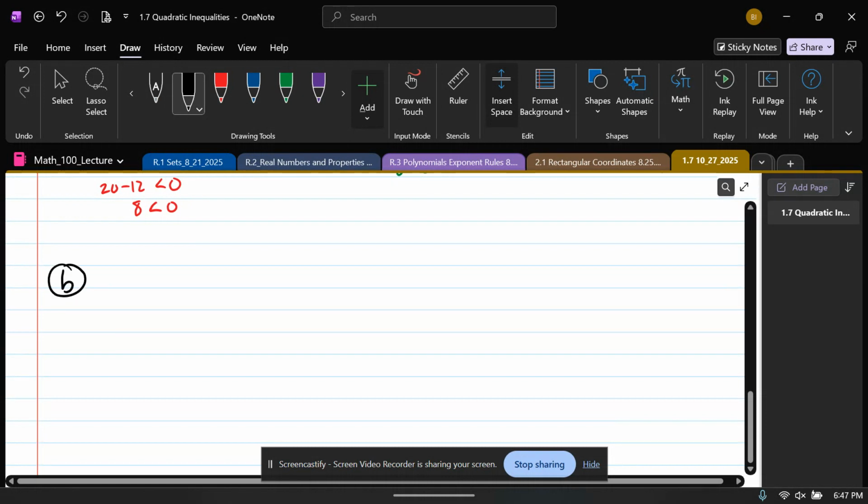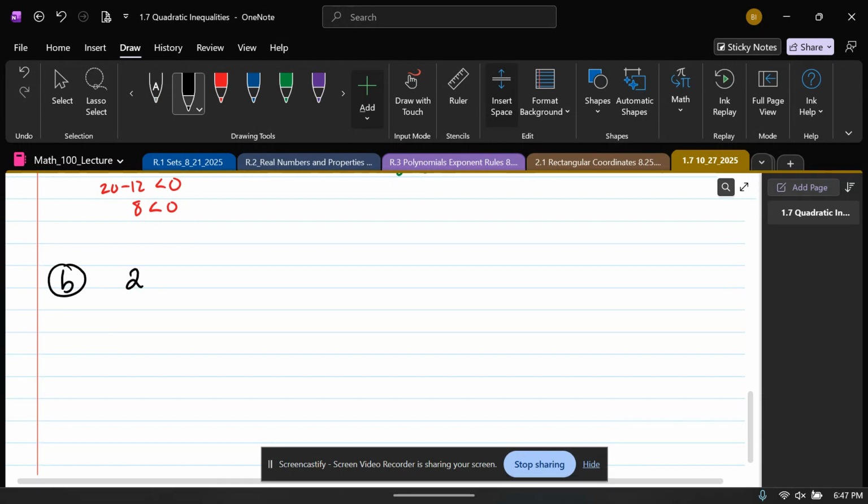Example B. Let's say we had 2x squared minus 12 is greater than or equal to -5x. So a little bit different looking problem here. It has an equal to mark. It has a greater than symbol on it. So first thing is what? Get a 0 on that side.